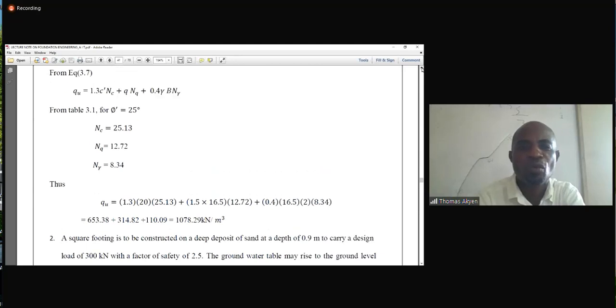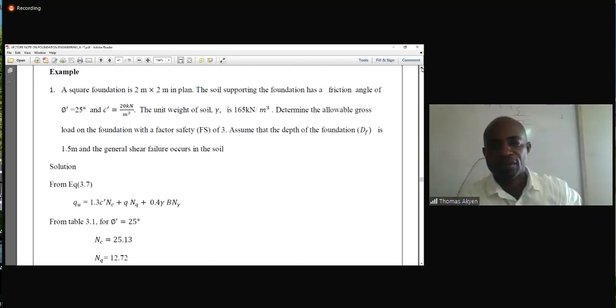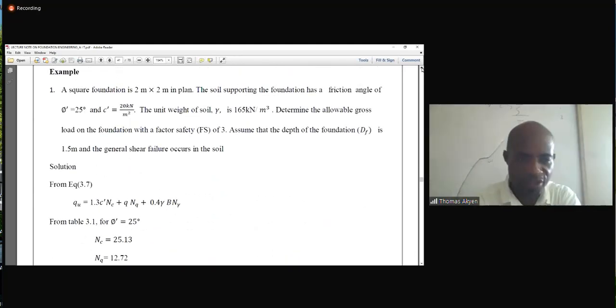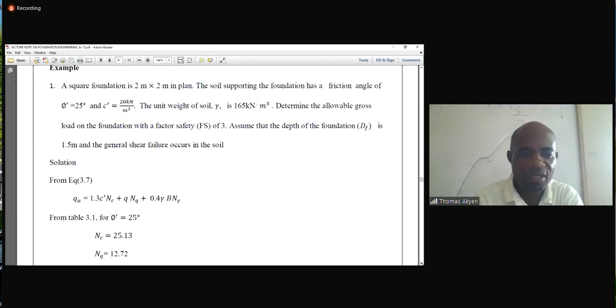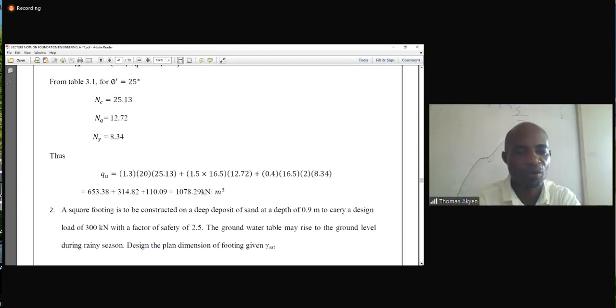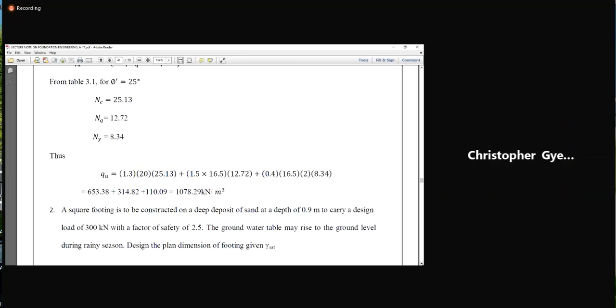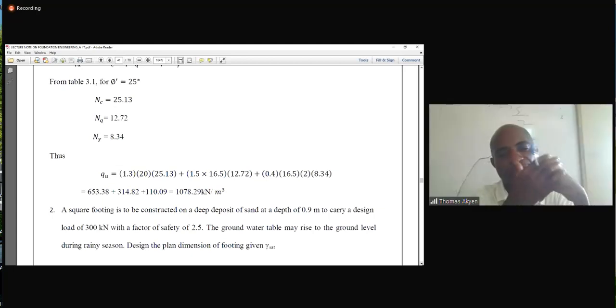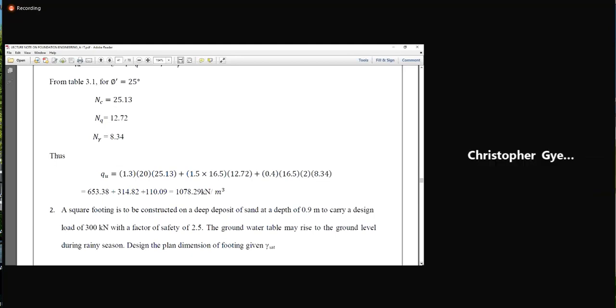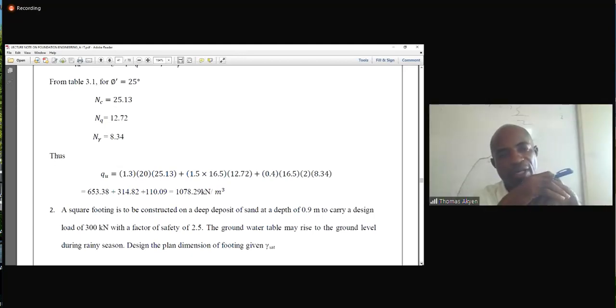Okay, you have your allowable gross load on the foundation. Now, that's the allowable gross load on the foundation. You got it? Yes, sir. So you have your allowable gross load on the foundation to be 1078.29 kilonewton. That is the allowable gross load on the foundation, right? Yes, sir.